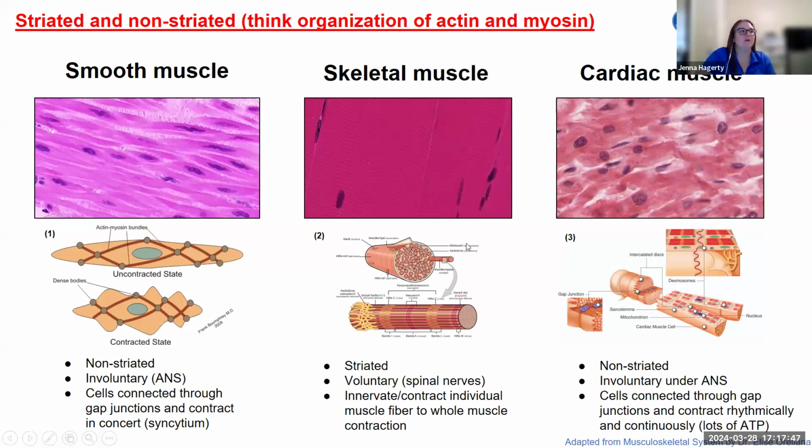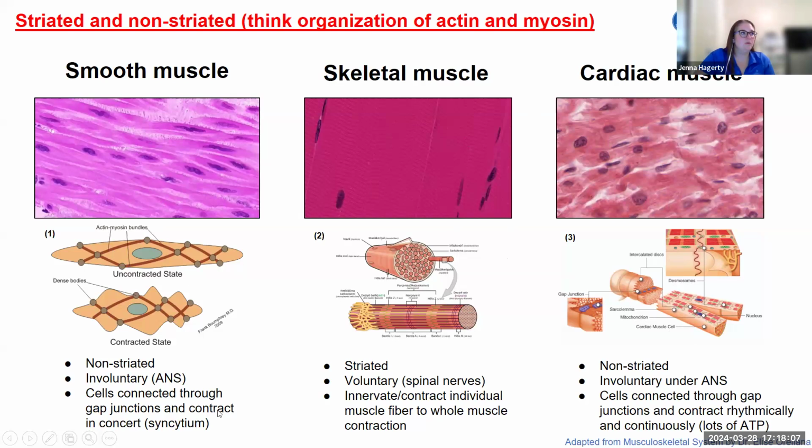Skeletal and cardiac muscle are both striated because of the organization in these sarcomere-like structures, which are shown here and here. But in smooth muscle, it's organized in a mesh-like structure, so that is why we don't see much striation. And then there's the control of contraction. How is this muscle innervated?